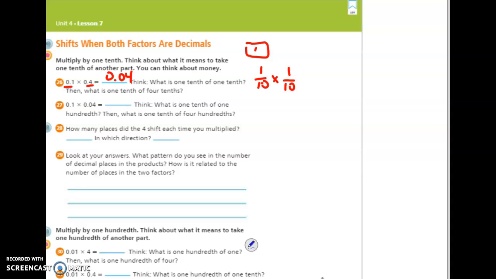All right, number 27. Now we're going to do 1/10 times 4/100ths. So now think about what's 1/10 of 1/100th. So you've got 1/100th, you cut it into 10 more pieces, and you've got 1/1000th, right? We can write that like this. That's 1/1000th. Well, if you've got 1/10 of 4/100ths, it's going to be 4/1000ths.